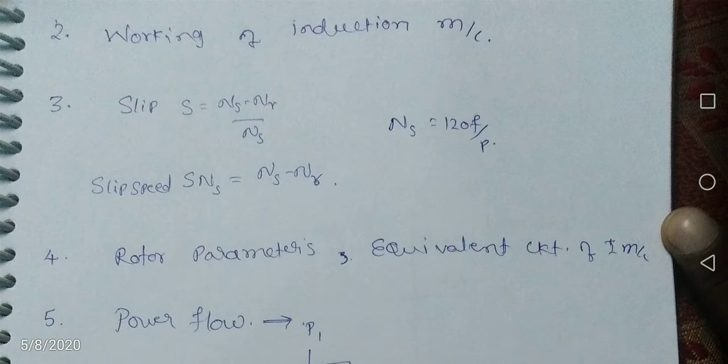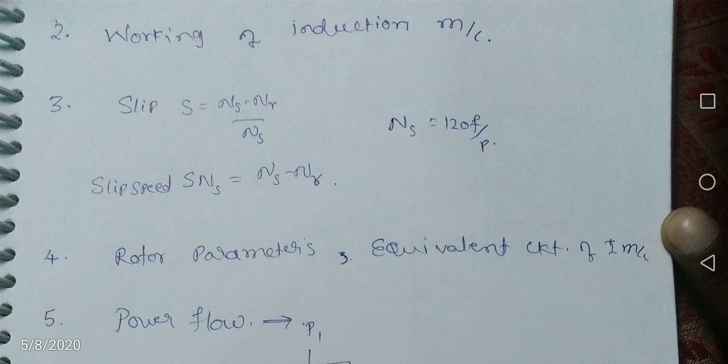After that, the working of induction machine. Here the important point is that in the working of an induction machine, a rotating magnetic field has to be developed. To develop a rotating magnetic field, the space angle and time angle must be nearly equal and must not be zero. That means the space angle and time angle must not be 0 degrees.